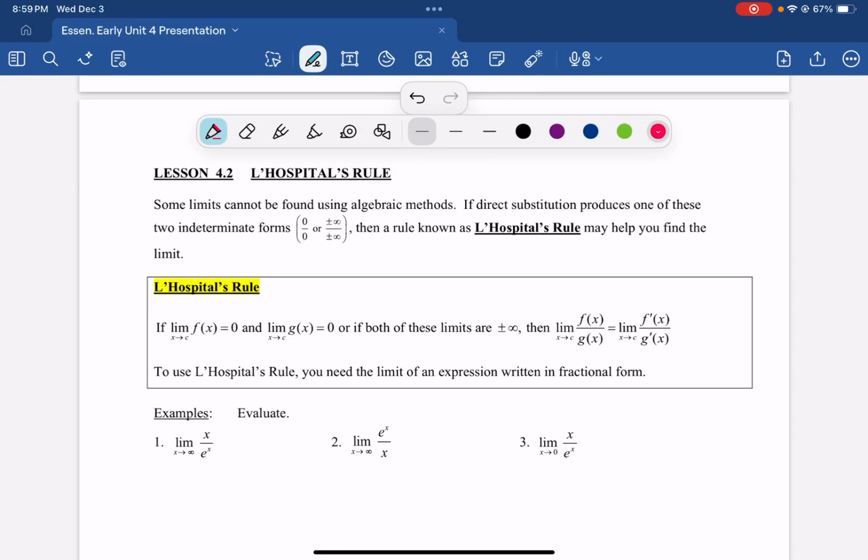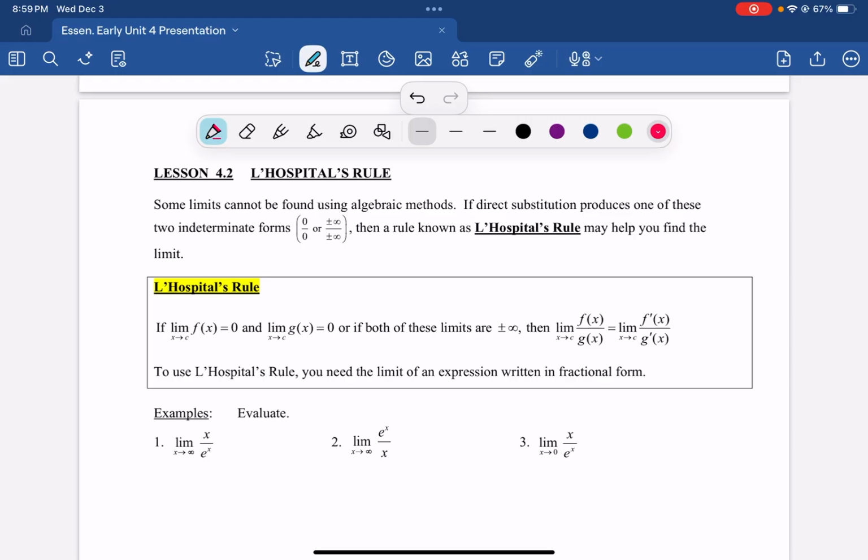Okay. Lesson 4.2, L'Hopital's rule. So back when we first started calculus, we were looking at limits, right? So what does this function approach? Or as we get closer and closer to an x value, what's our y value? And to do that, we would just plug in the value, right? Whatever the limit was approaching.